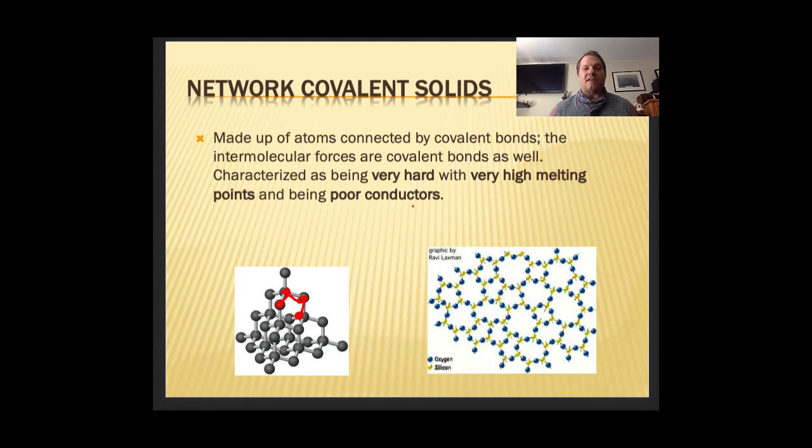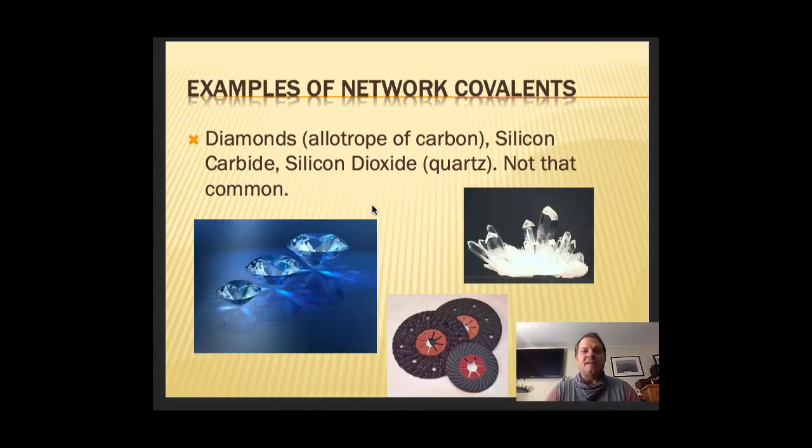Well, some things that we know of that are network covalent solids are very hard. They also have very high melting points. I don't even think you can melt them. They would be so hot by the time they separated from their group, they'd probably vaporize. And they are very poor conductors. Very hard, high melting point, poor conductors. Some examples of network covalent solids. Diamonds, which is an allotrope of carbon, meaning it's a way that carbon can bond. Silicon carbide, that is something they use on drill bits and sandpaper. Silicon dioxide, which is quartz, they also use that in sandpaper a lot. They're not all that common, but they're extremely hard, high melting point, very difficult to break apart. Well, they're hard substances we know of.